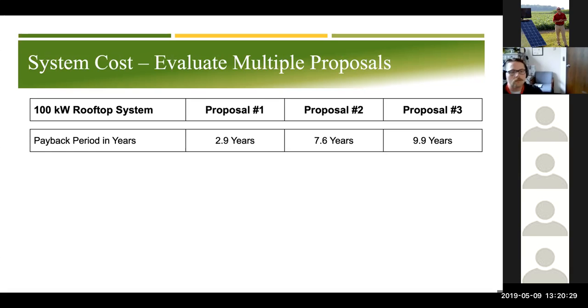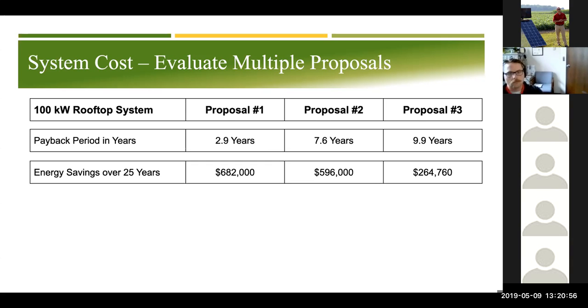Another example why we would want to evaluate multiple proposals, and again, this was a real-life example. We had a 100 kilowatt system in Ohio that was being looked at, and they had 3 proposals. This is the metric that's always held the highest. It's the payback period. Again, we'll talk in session number 5 why payback period, while it has some value, is certainly not the only metric that we would want to look at for evaluating these projects.